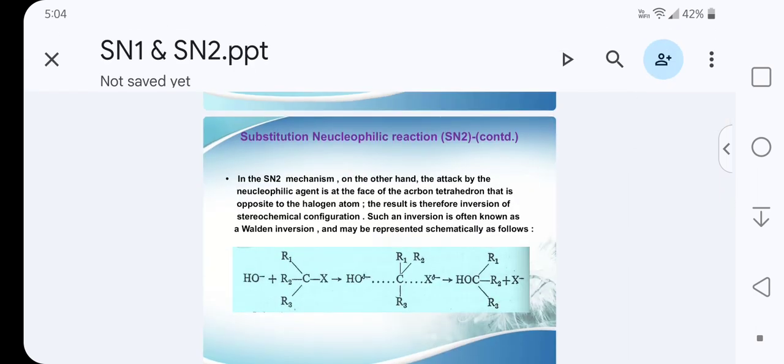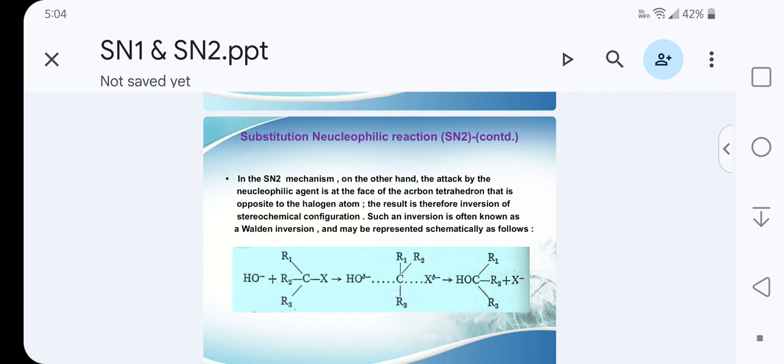In the SN2 mechanism, on the other hand, what we have seen in the previous slide was with respect to the SN1 mechanism, because it is a carbocation mechanism. In the SN2 mechanism, the attack by the nucleophilic agent is at the face of the carbon tetrahedron opposite to the halogen atom. The result is therefore inversion of stereochemical configuration. Such an inversion is often known as Walden inversion and may be represented schematically as follows.